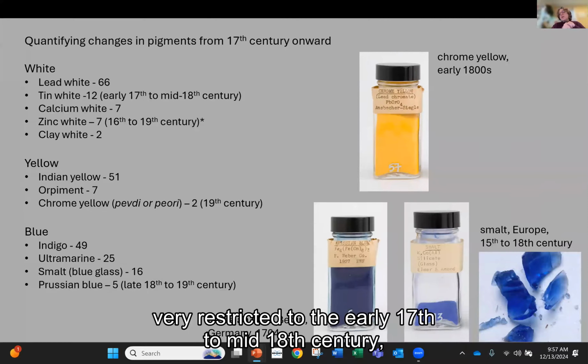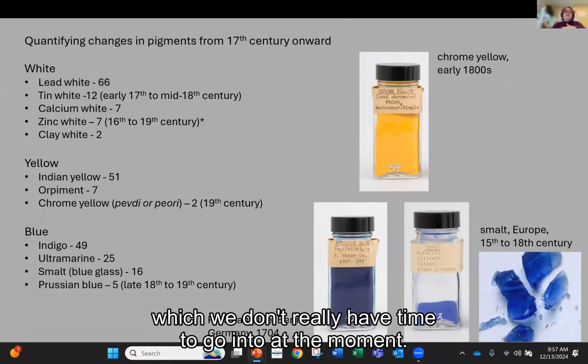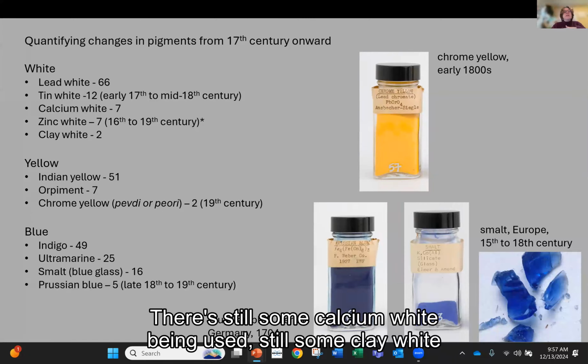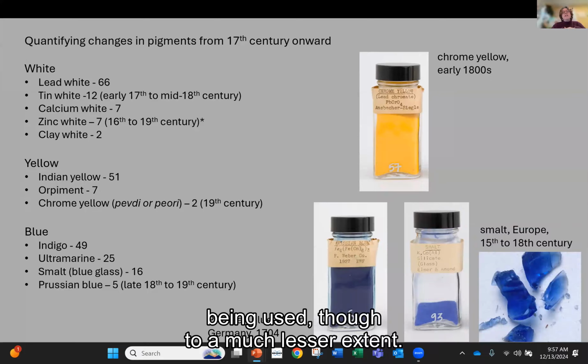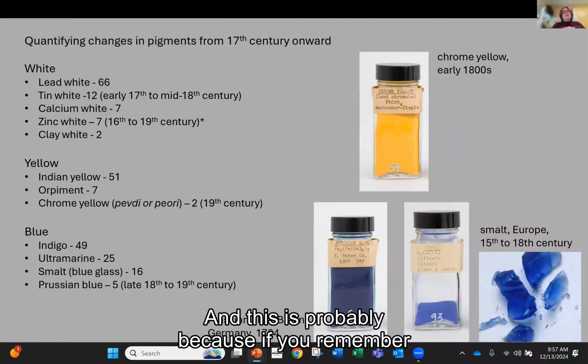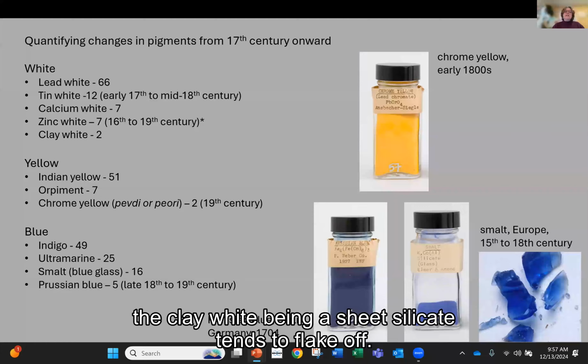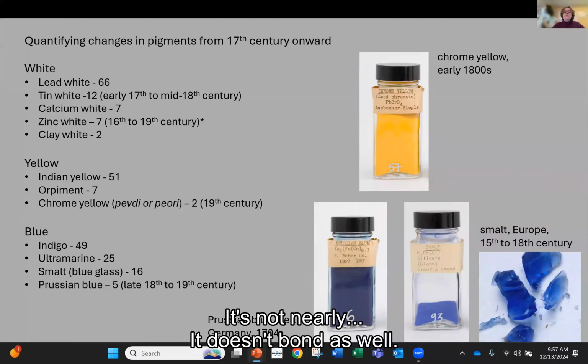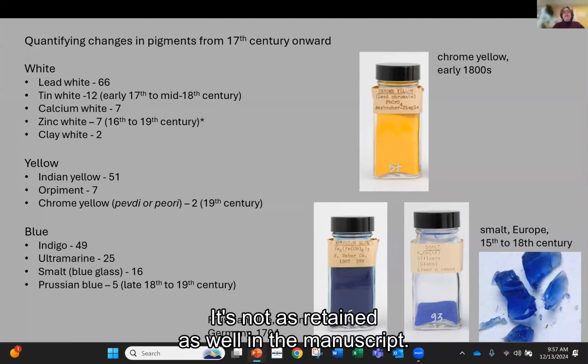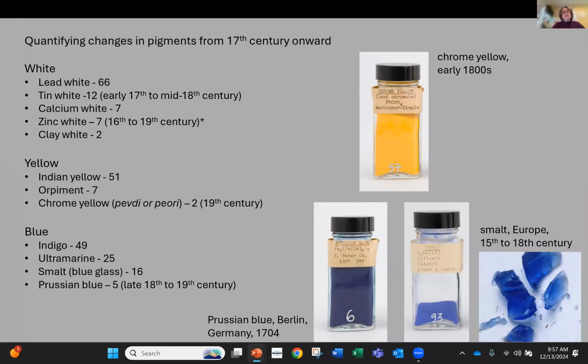And there do also seem to be some geographic patterns, which we don't really have time to go into at the moment. There's still some calcium white being used, still some clay white being used, though to a much lesser extent. And this is probably because, if you remember the example Celia showed, the clay white, being a sheet silicate, tends to flake off. It doesn't bond as well. It's not as well retained in the manuscript.